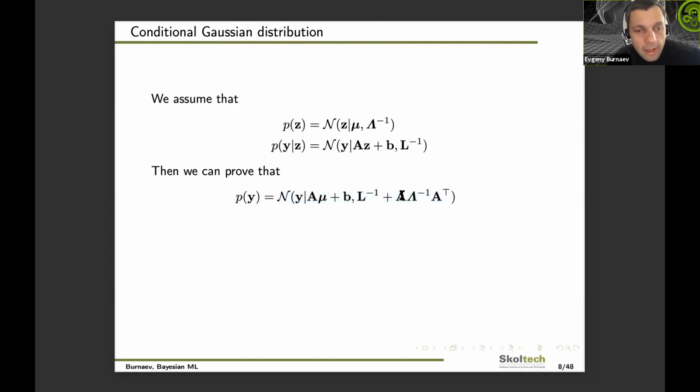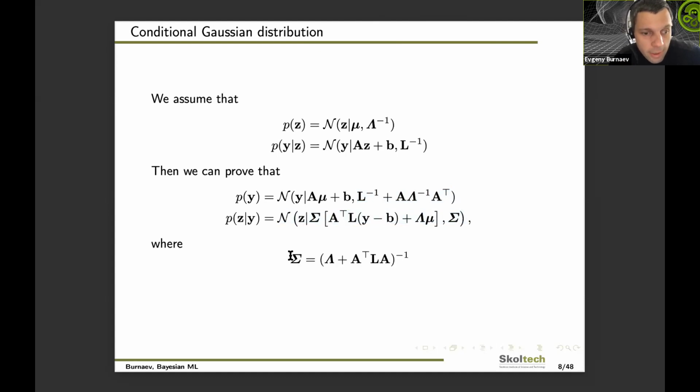So the variance, of course, is higher because the distribution of y given z is this, but z itself has some variation due to randomness. And so we just need to sum the variances: the initial variance of y given z and the variance due to variation of z. Also, we can use a standard Bayesian formula to calculate the posterior distribution of z given y. And here is the formula, where the matrix capital sigma is given by this expression.